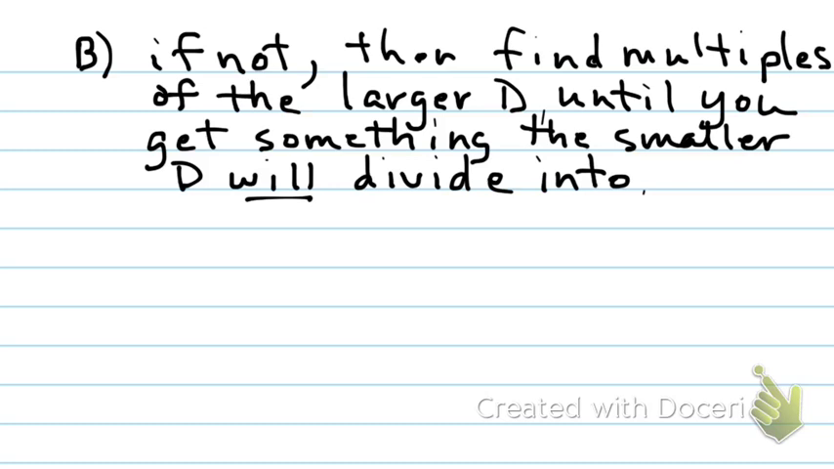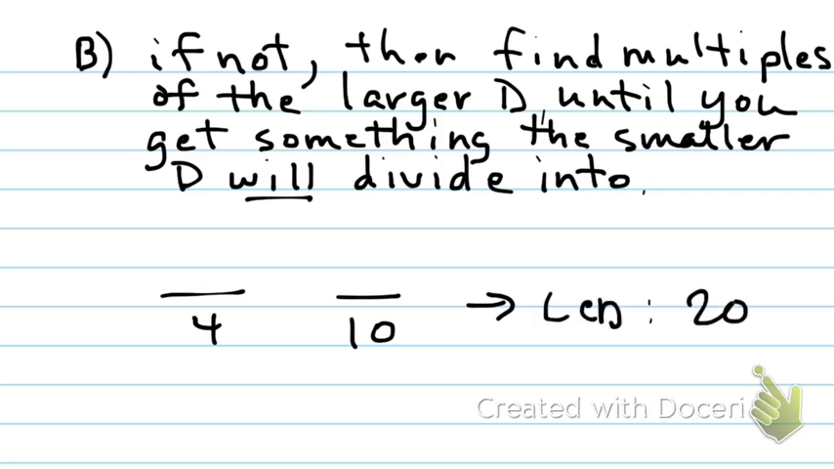Okay? But you want to do it in order. Because if you start jumping around, you might find a number that you think will work, but it may be too big. So make sure you're always doing them in order so you can get the smallest one possible. So let me show you an example of that. So 4 and 10. Will 4 divide evenly into 10? No. So I'm going to make one of them bigger. Which one? Yeah, we're going to make the 10 bigger. 10 times 2 is 20. Will 4 divide into that? Yeah, so the LCD for 4 and 10 is 20.